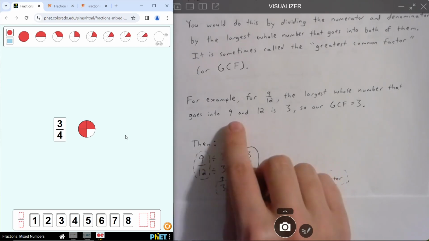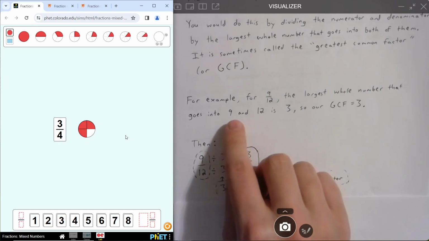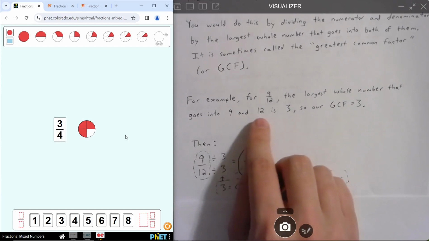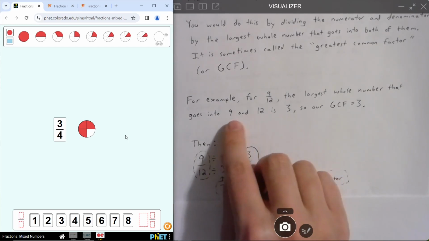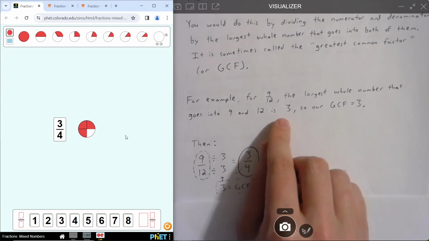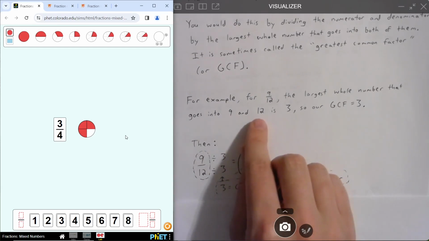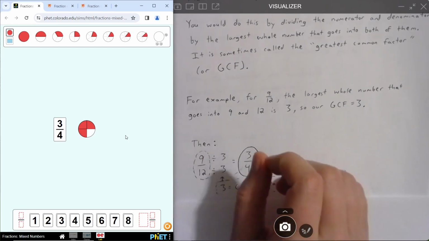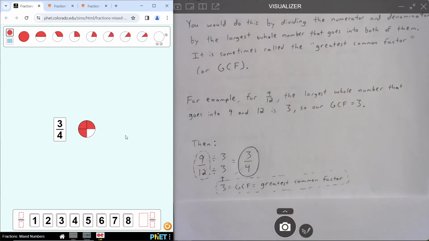5 doesn't go into either. 6 goes into 12, but not 9. 7 doesn't go into either. 8 doesn't go into either. 9 goes into 9, but not 12. 10 doesn't go into either. 11 doesn't go into either. And 12 goes into 12, but not 9. So 3 actually is the largest number that goes into both 9 and 12. So it's known as the greatest common factor, or GCF, of both of them.